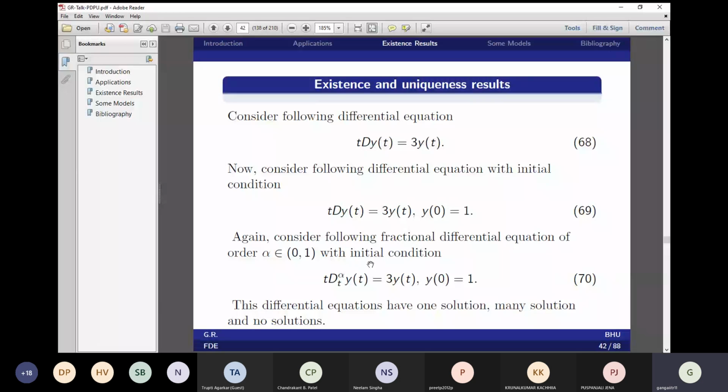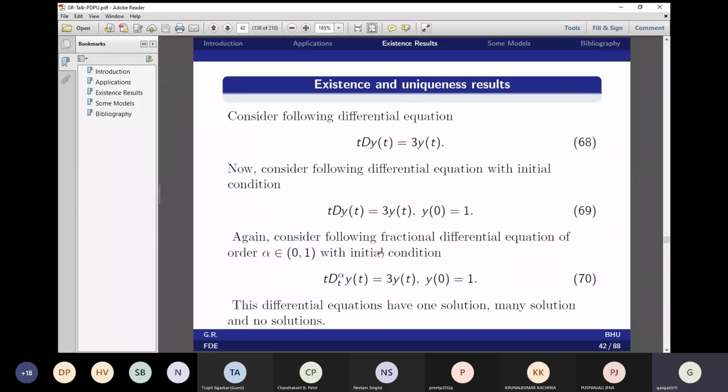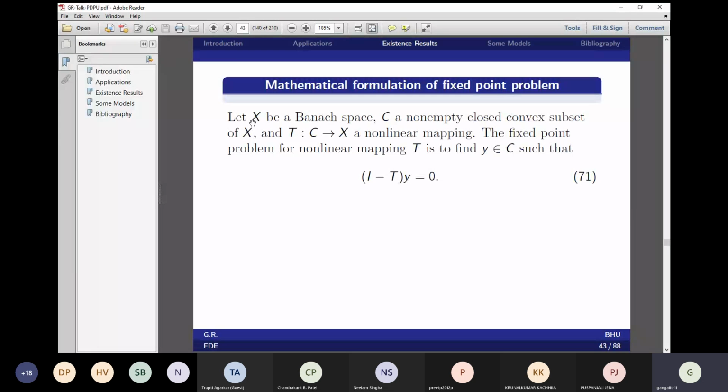So what will you do? Now I am coming to my research work: existence of solutions of some fractional order differential equations. Mathematical formulation of the fractional order differential equation.